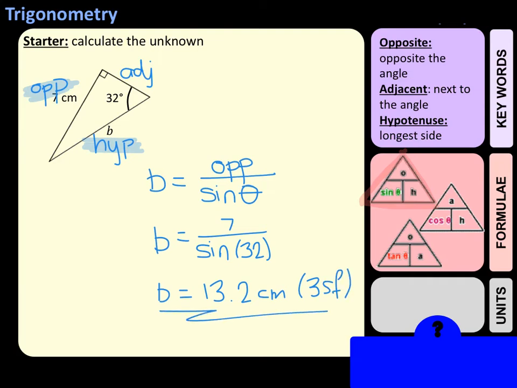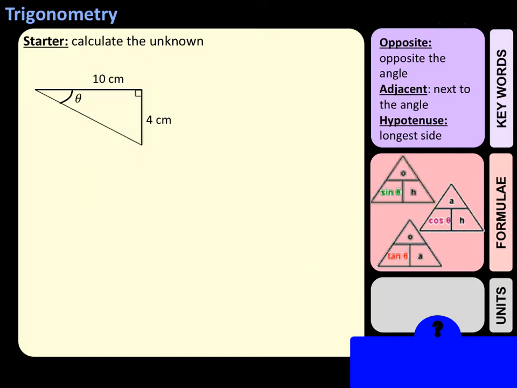Nice, one to go. So third question, start with your labelling, pick your formula triangle and go from there. So here's my labelled right angle triangle. I know the opposite and I know the adjacent this time, so the triangle I'm going to choose is tan. So this time, as I'm trying to find the angle, I'm basically putting my thumb over tan theta, and it tells me that it's opposite over adjacent.